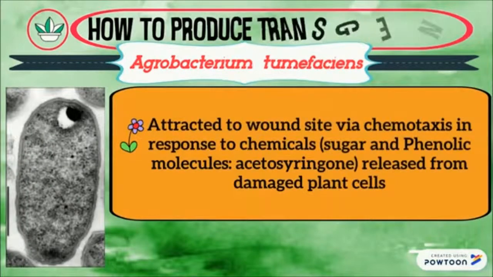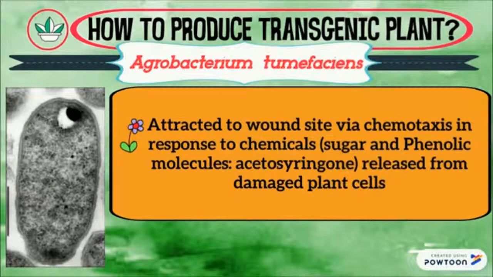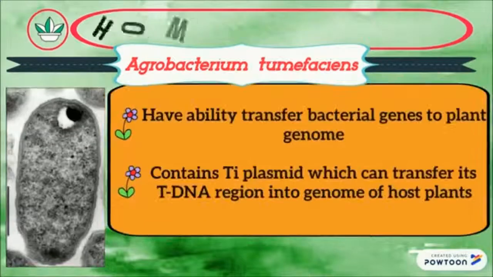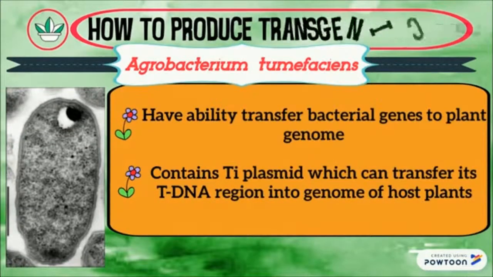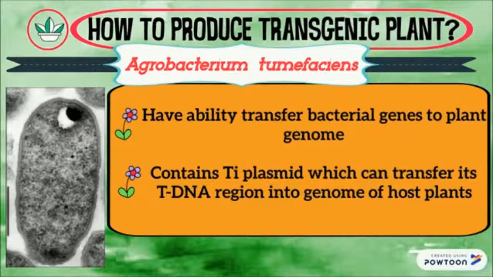Besides, these bacteria are also attracted to wound sites via chemotaxis. Chemotaxis is the movement of organisms in response to a chemical stimulus, and in this case, the bacteria are attracted to sugar and phenolic molecules released from damaged plant cells. In addition, scientists found that these bacteria are able to transfer bacterial genes to the plant genome. And lastly, Agrobacterium tumefaciens also contains a Ti plasmid, also known as the tumor-inducing plasmid, that can transfer its T-DNA region into the genome of host plants.